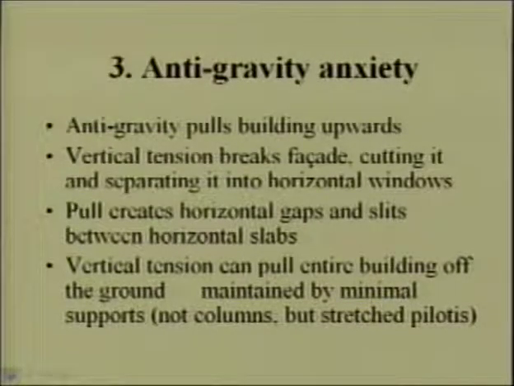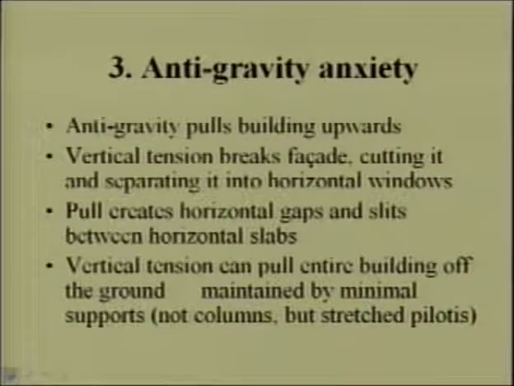And that creates, as the title of this part of the talk, anti-gravity anxiety. Anti-gravity will pull a building upwards, or appear to pull the design upwards, and then you build a building according to the model. The vertical tension on a design will first of all break the facade, and it will cut it, where? Into horizontal gaps, and we usually use gaps for either a space, left open space, or windows. So it creates a certain definite typology of horizontal gaps and slits between horizontal slabs. This is the anti-gravity pull model.